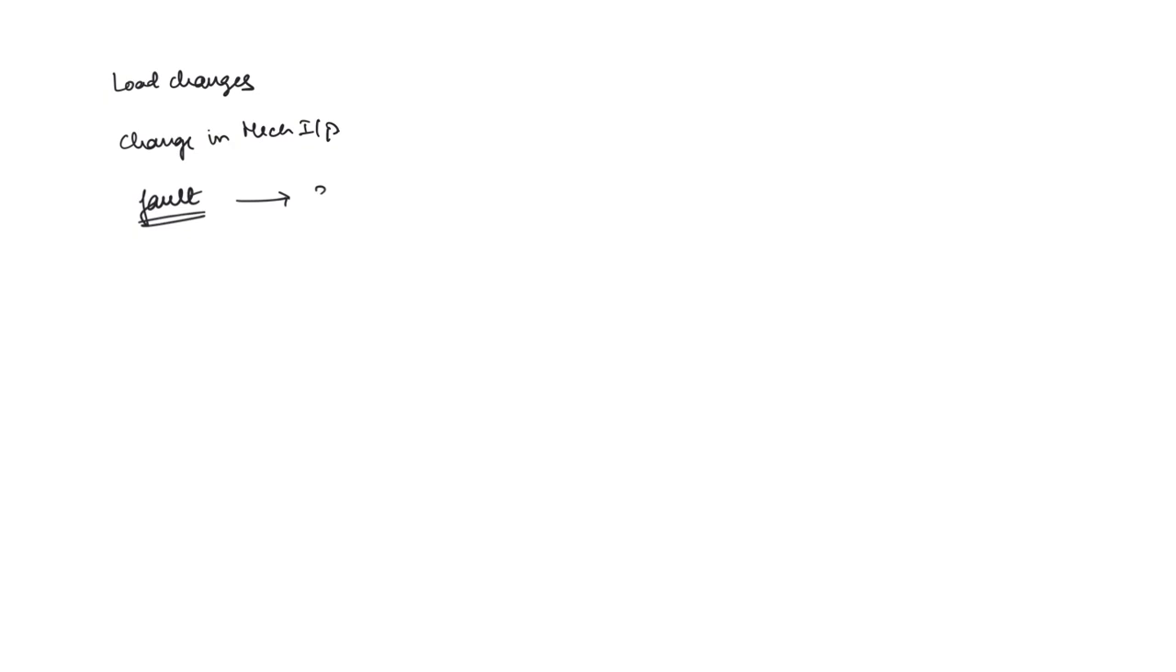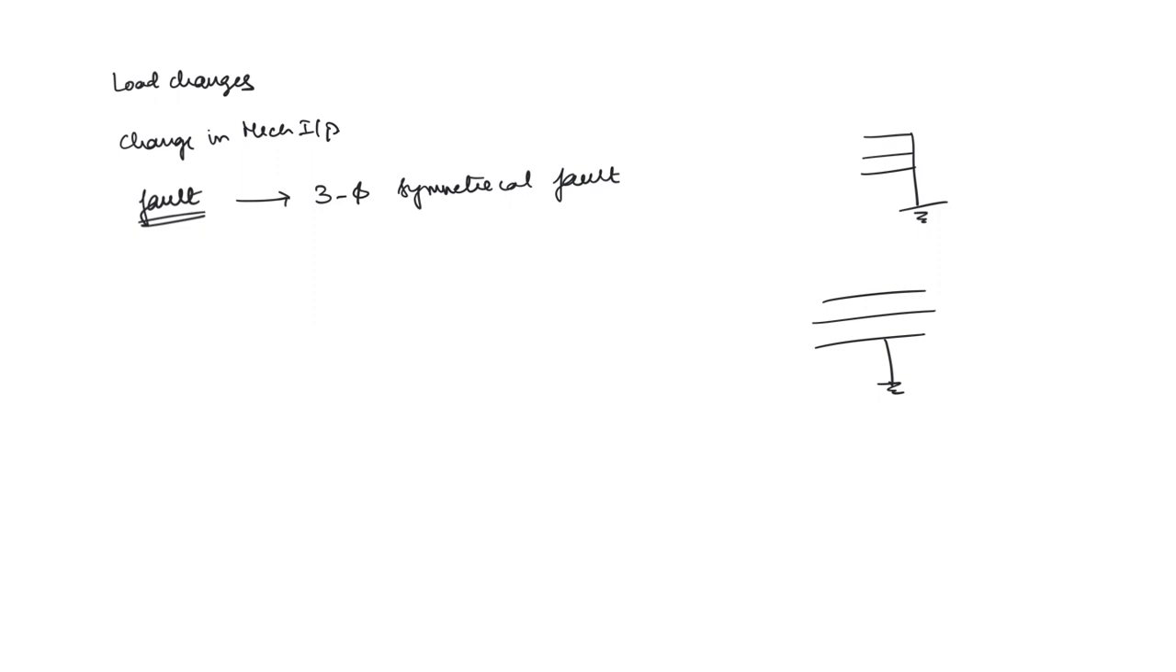Specifically a three-phase symmetrical fault. So what will happen in a three-phase symmetrical fault? All three lines are going to be shorted. There will be a fault wherein only a single line is shorted, or a double line is shorted, or maybe two lines are going to be shorted. But this three-phase symmetrical fault is where all three lines are being shorted to the ground. So this is called a three-phase symmetrical fault.